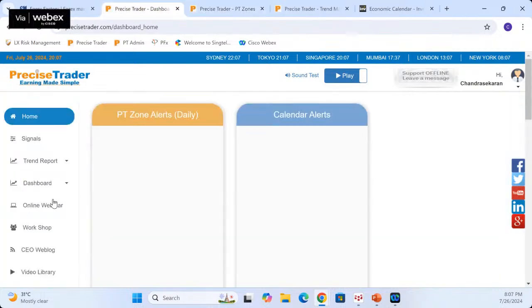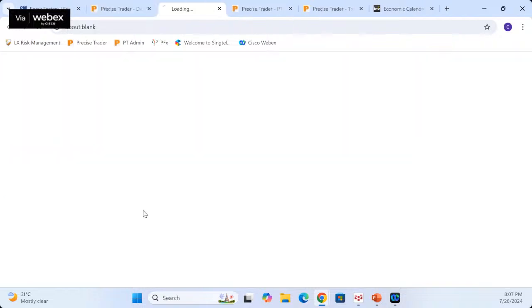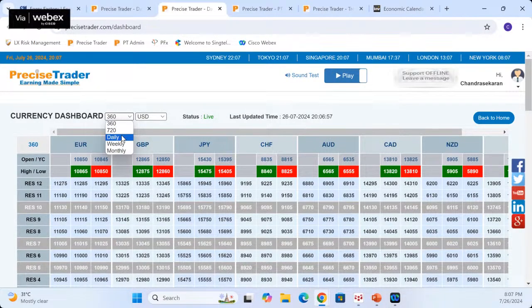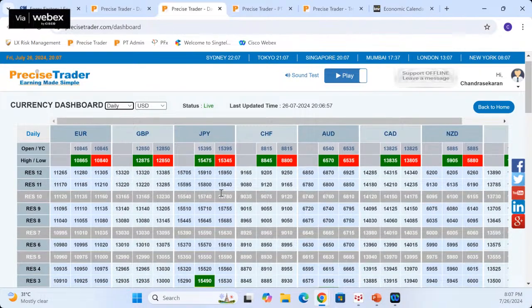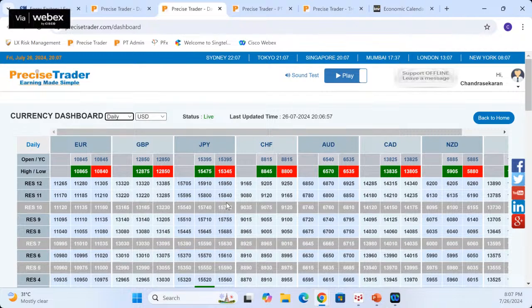Okay, the next tool, the most important and the most powerful tool, we call it a dashboard. We have different time frames: 6 hours, 12 hours, daily, weekly, monthly, and all you have to do is change it and the levels will change. The rule of thumb is we see how the trend is. Today's high is 54.75, today's low is 53.75. The market opened at 53.95, made a low, and is now pushing towards the high.